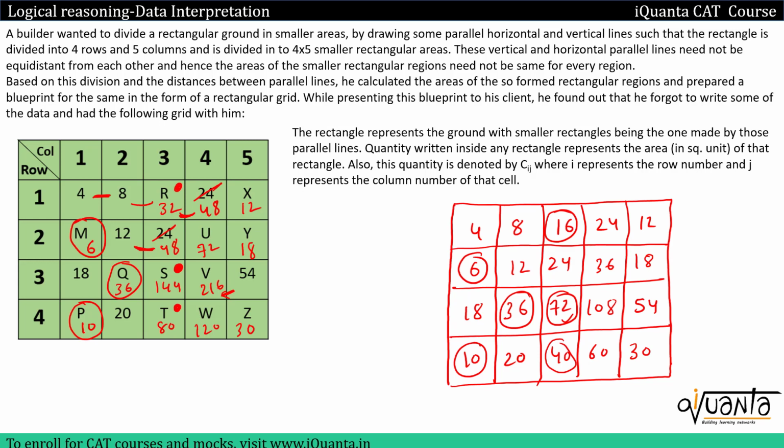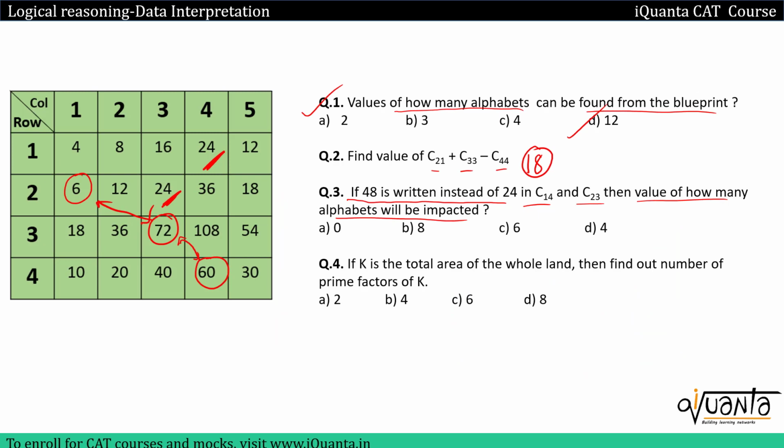Okay, if I look at U, its value earlier was 36, now it is 72, the value has changed. V, earlier it was 108, now it is 216, the value of V has changed. Value of W, it was 60 earlier, now it is 120, the value of W has changed. If I look at the last column, the values are still the same, 12, 18, 54, 30. Okay, so we'll count the number of dots here, 1, 2, 3, 4, 5, 6, values of 6 variables have changed. The answer to the third question will be 6. Okay, option C will be the correct answer.